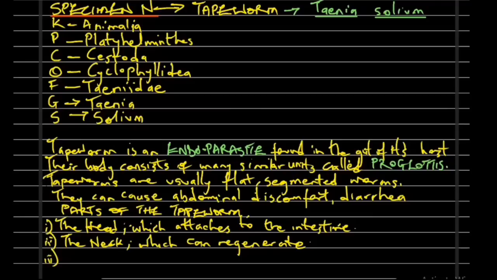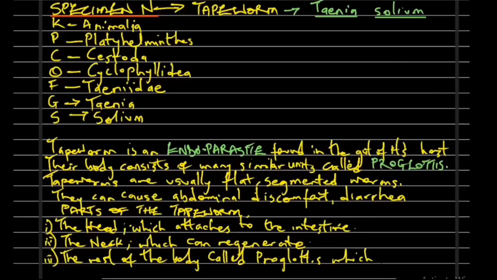And lastly, it has the rest of the worm, which consists of many segments called the proglottis, like I made mention of earlier on, and they contain eggs. The rest of the body, called the proglottis, contains eggs. So those are parts of the body of that particular animal. So that is about the specimen. So let us see some pictures to help us understand it.